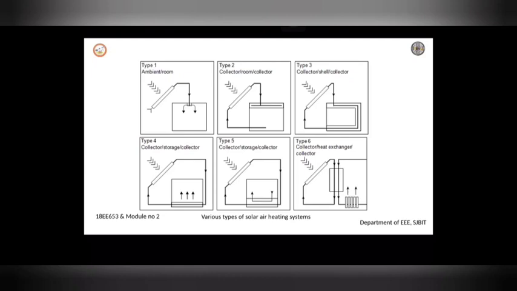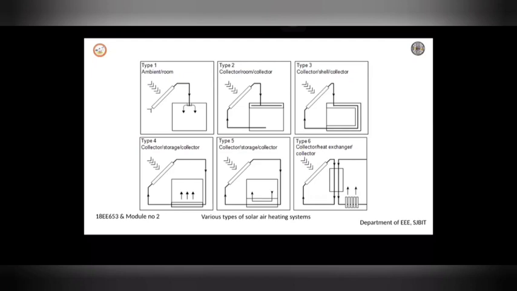This system uses natural convection and is well suited for apartment buildings, where I can make use of the hot air at the ceiling, and the cool air will be passed once again back to my collector. So this is how the closed path works in a type 2 system.